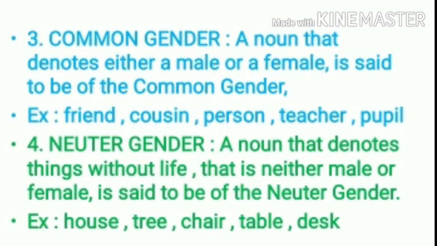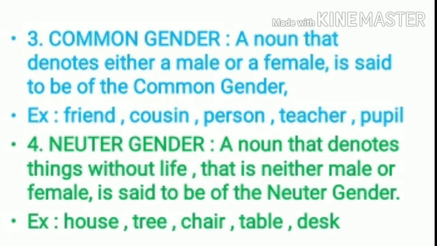The third one, common gender. A noun that denotes either a male or a female is said to be in a common gender. So any noun, any name that we give for both a male and a female, we say that noun is a common gender. For example, friend. A friend can be both a boy or a girl. Cousin can be both a boy or a girl. Person, teacher, pupil. So all these we say are in the common gender because it can be a male or a female.